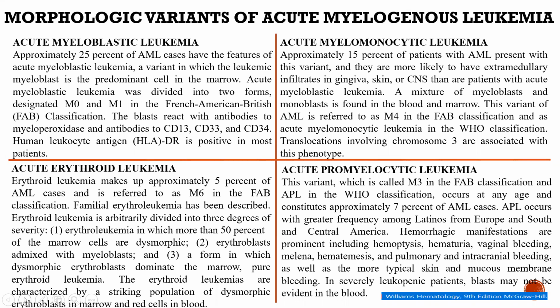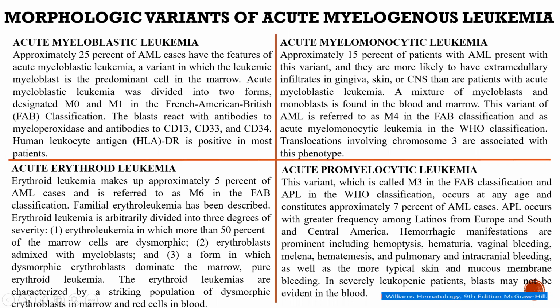Acute myeloblastic leukemia was divided into two forms, designated by M0 and M1 in morphological classification. The blasts react with antibodies to myeloperoxidase and antibodies to CD13, 33, and 34. Human leukocyte antigen is positive in most patients.